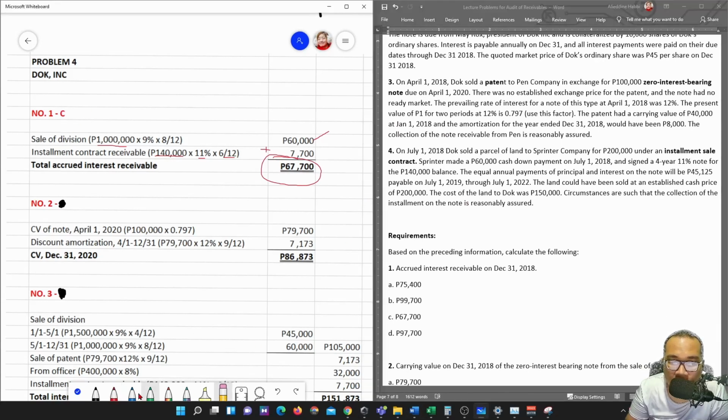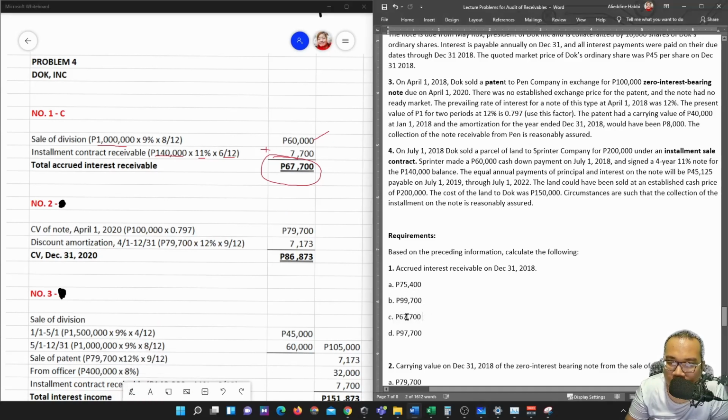Basta huwag nyo nang kalimutan yung logic ng amortization table. Yun lang may pinopoint out dito eh. Ano yun? 67.